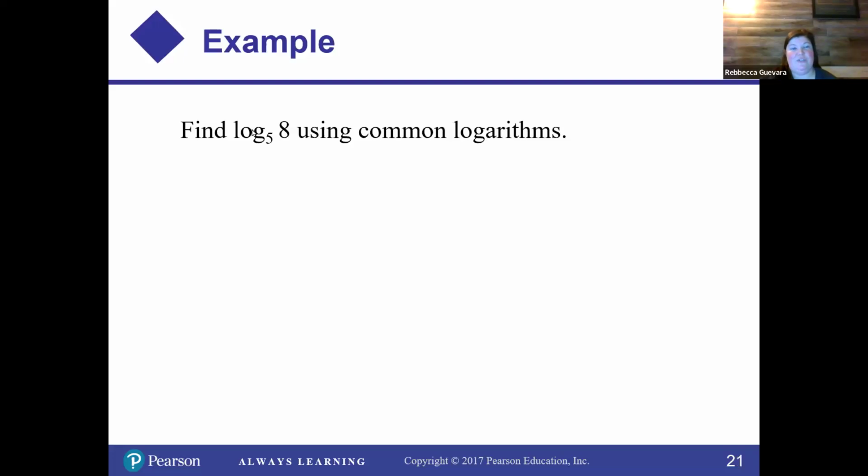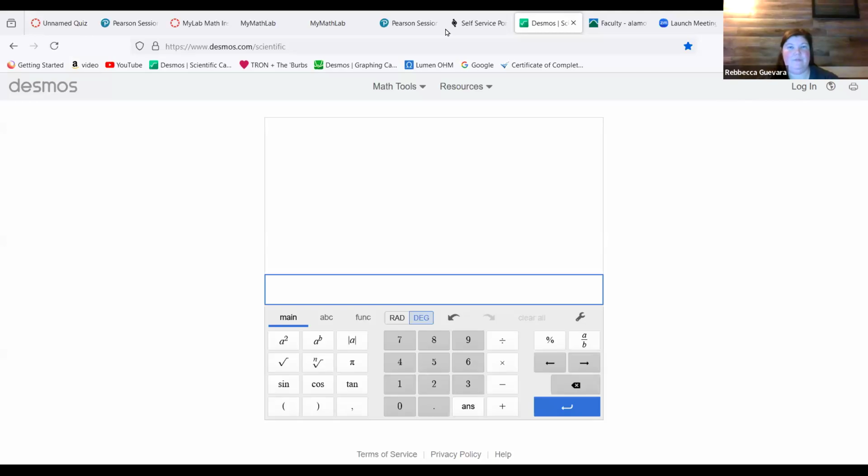Let's get started on this first example. I'm going to do this in Desmos. I'm going to find log base 5 of 8. So I can do this one of two ways. I convert this into common logs. So I do the internal part here, and then the old base down here. So log of 8 over log of 5.